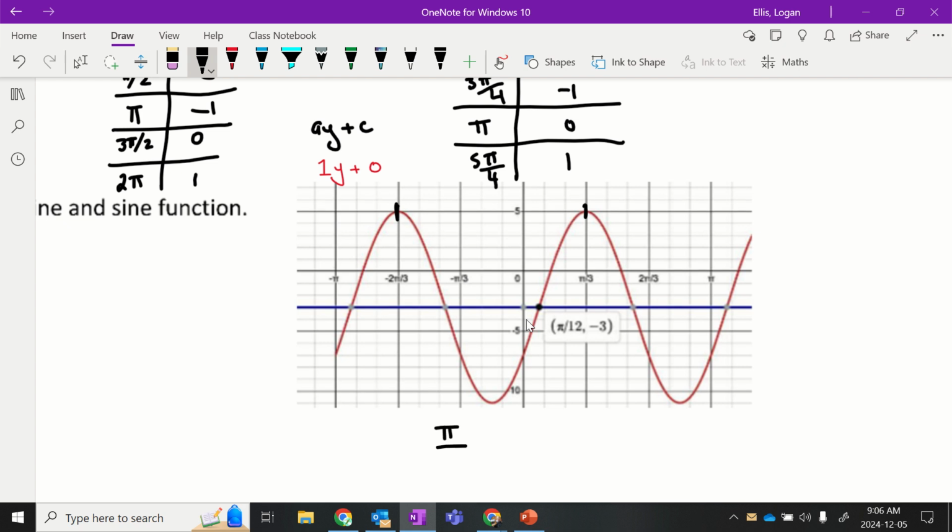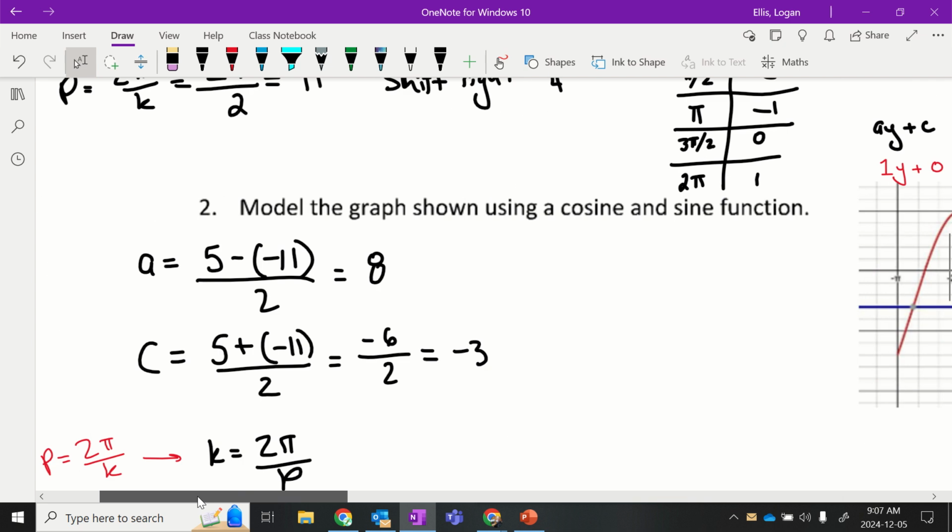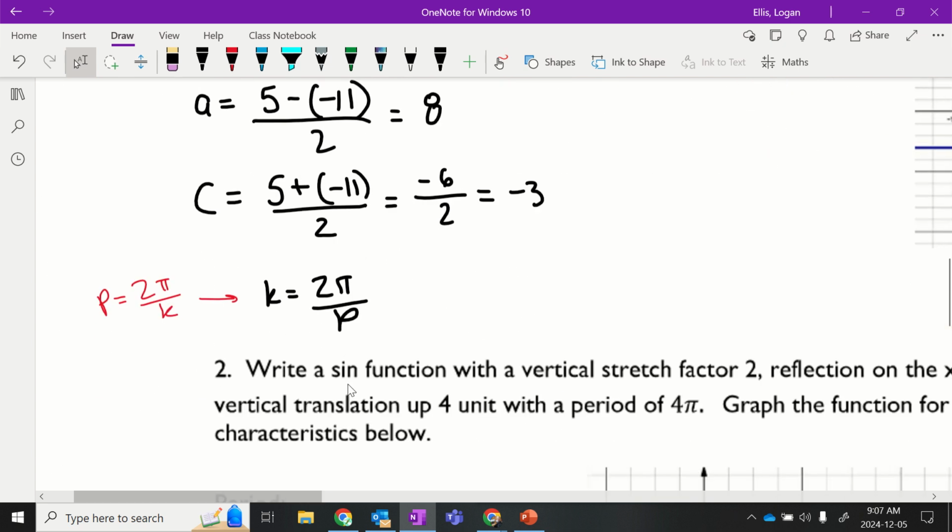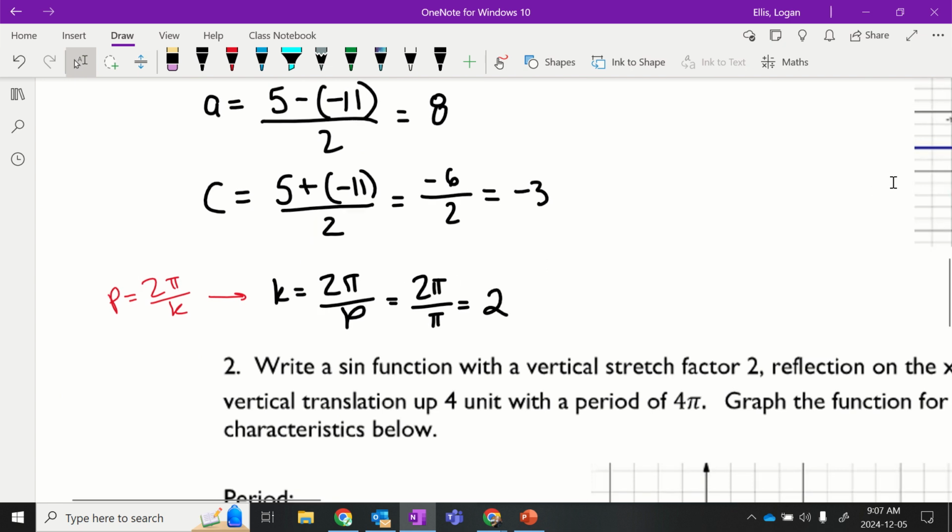If you subtract those, pi over 3 minus negative 2 pi over 3, that'd be pi plus 2 pi, that's 3 pi over 3. Our period is pi. From here to here, that distance is pi. So our period is pi, which means our K is 2 pi divided by pi. You're going to get 2.